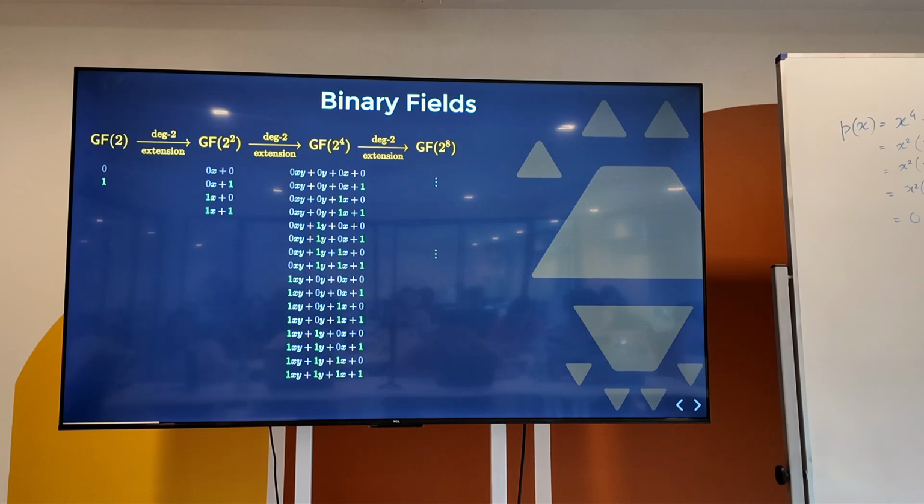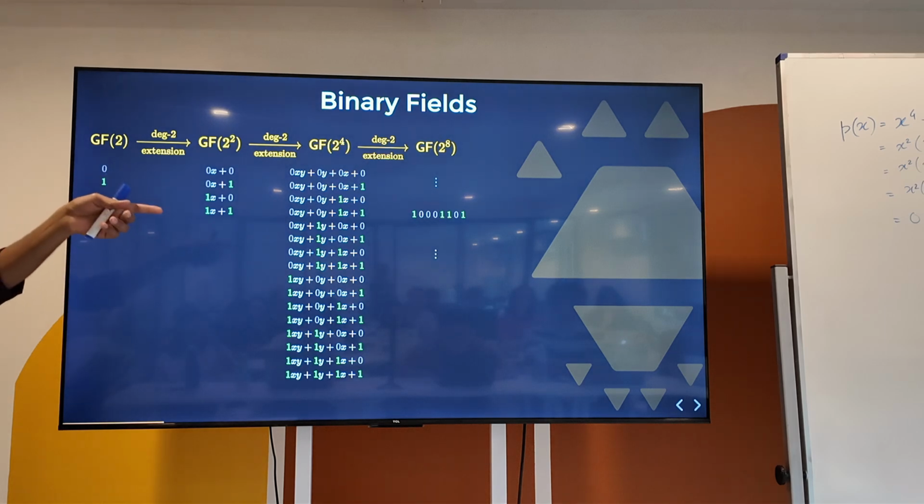So what's the advantage of this structure? As I said, let's say you take an element from GF2 to the power 8.